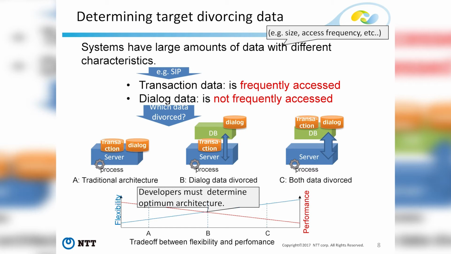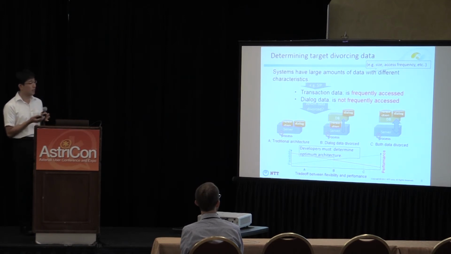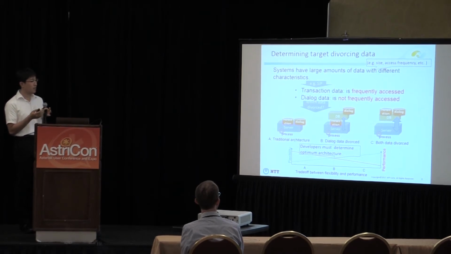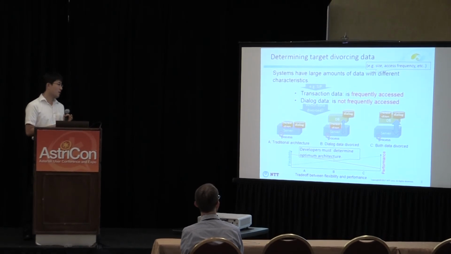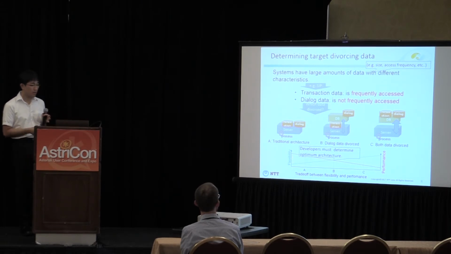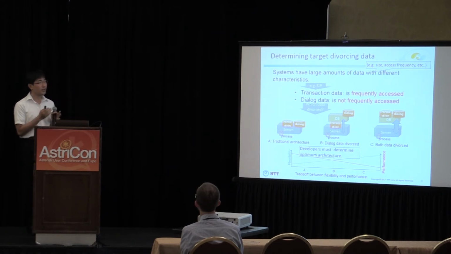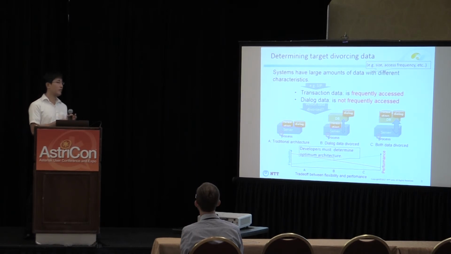I show three examples. One is traditional architecture. In this case, no data is debossed. In choice B, only direct data is debossed. And in choice C, both data are debossed. To be more flexible, this choice, the both-data-debossed architecture, is better. But performance degradation is bigger than the other choices, because there is a trade-off relationship between increasing flexibility and performance degradation. So developers have to determine the data, and they have to consider this trade-off relationship.